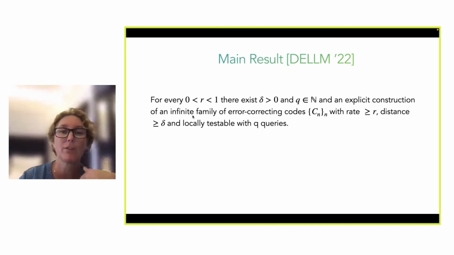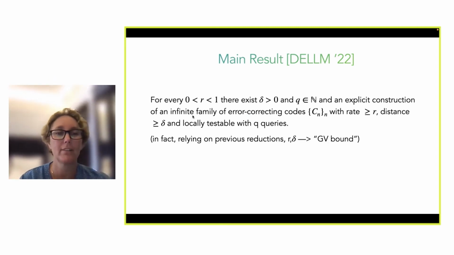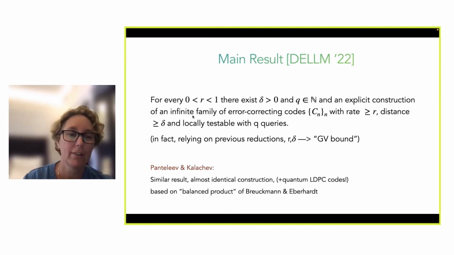So you have LTCs for every rate all the way up to 1, which is a priori, I mean, for many years, people tried to prove lower bounds that these things don't exist, and myself included. But in the end, they do exist. And in fact, they can be even more powerful than we thought.